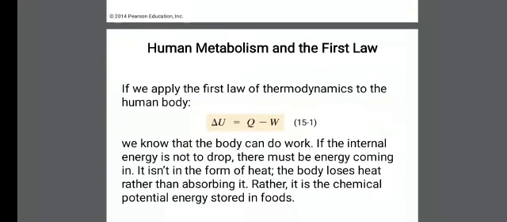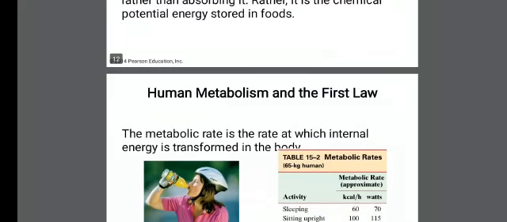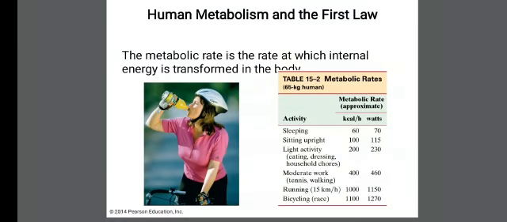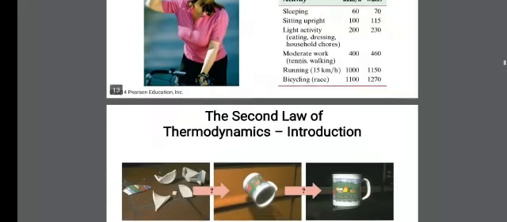Human metabolism is also based on the thermodynamic process. If we apply the first law of thermodynamics to the human body, we know that the body can do work. If the internal energy is not to drop, there must be energy coming in. It is not in the form of heat. The body loses heat rather than absorbing it. Rather, it is the chemical potential energy stored in foods. The metabolic rate is the rate at which internal energy is transferred in the body.